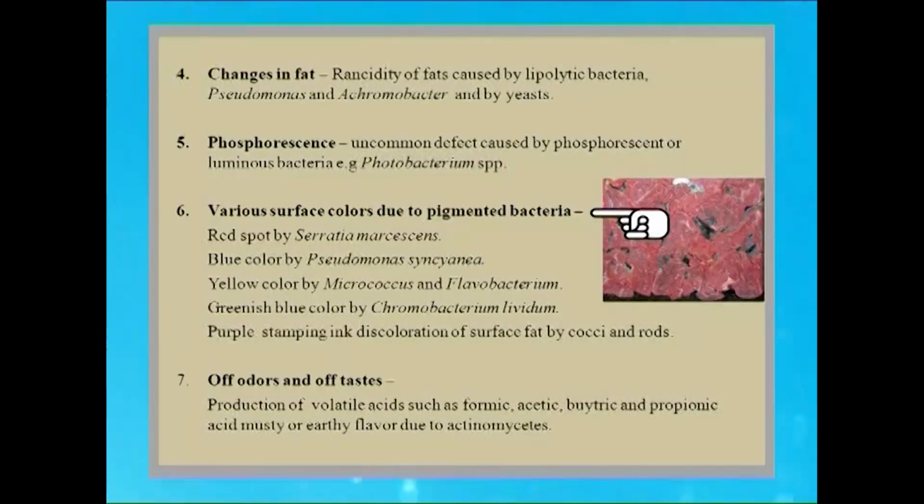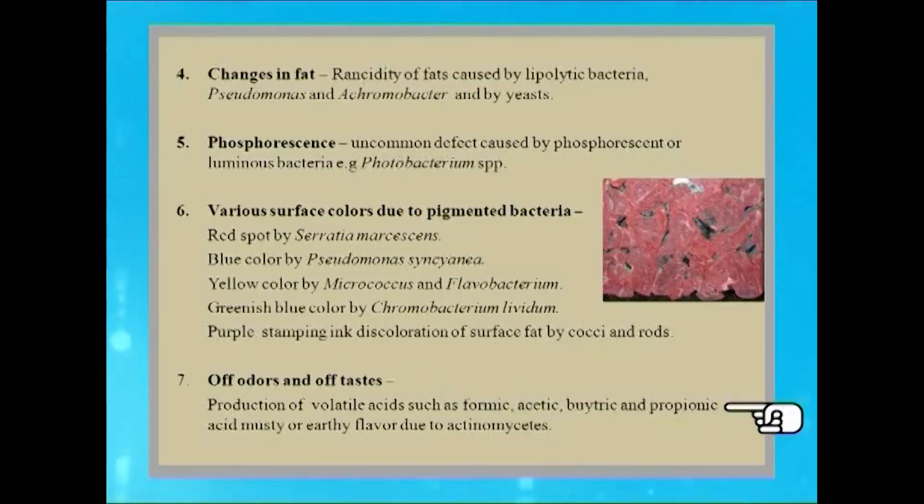Various surface colors are also encountered due to growth of pigmented bacteria. For example, we can have the red spot by Serratia marcescens, blue color by Pseudomonas cyanea. We can have the yellow color of the meat because of Micrococcus and Flavobacterium, the green-blue color given by Chromobacterium lividum, or the purple stamping ink color that is given on the surface of the meat by many rods and cocci.